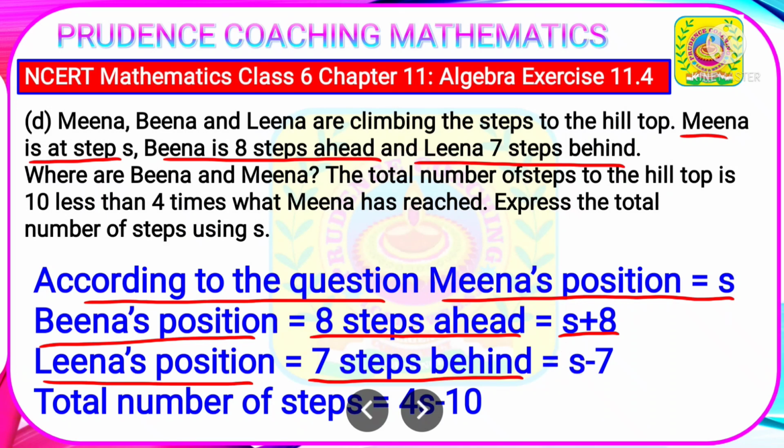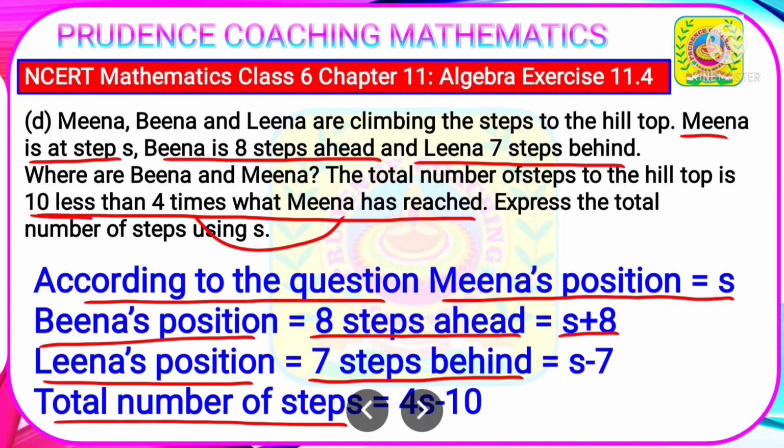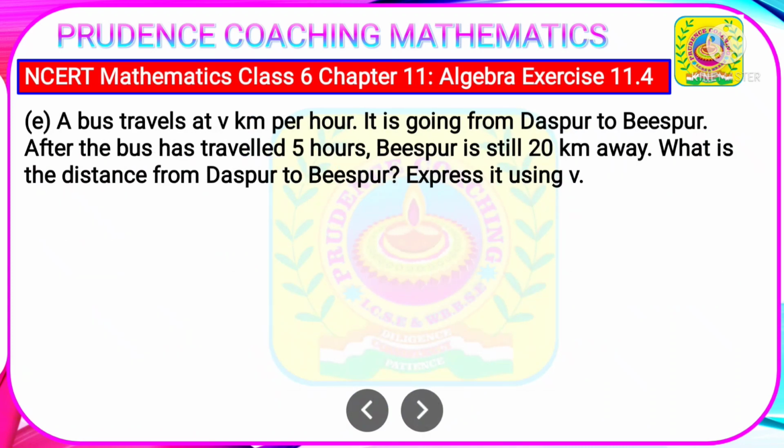So S minus 7. And total number of steps as it is given 10 less than 4 times what Meena has reached. 4 times Meena has reached, that means 4S minus 10, because 10 less it is said. So 4S minus 10 is the total number of steps here. Students, I think you have understood this one. Let's start with number E.